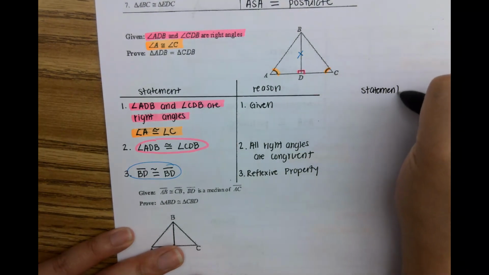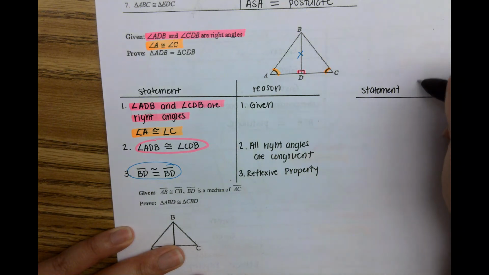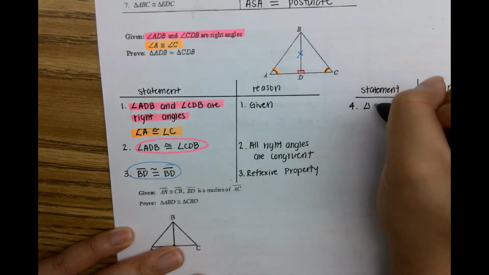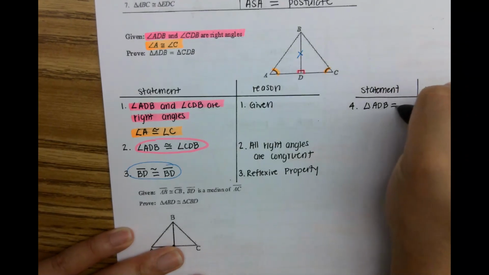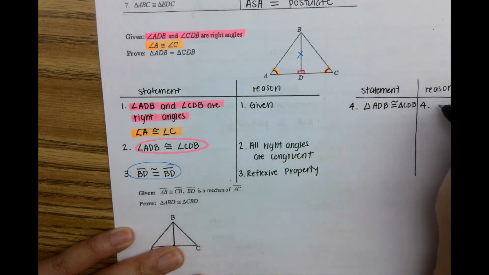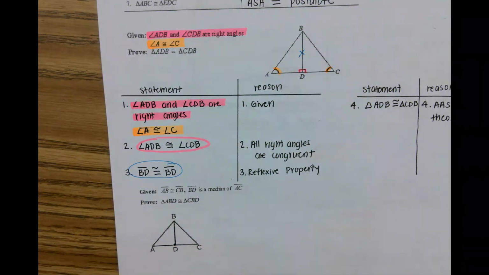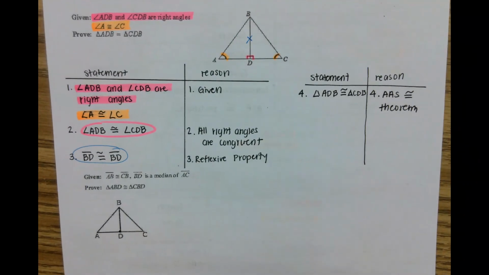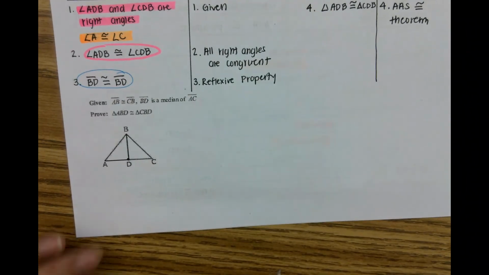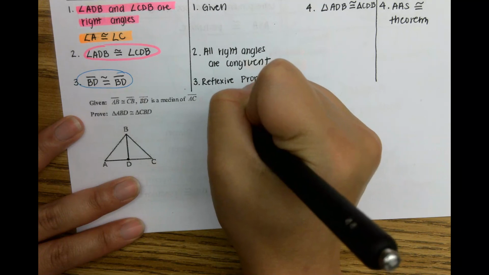So statement, reason. Step 4 then is proving that triangle ADB is congruent to triangle CDB. And the reason why is because of the angle, angle, side congruence theorem. There we go. We are on our last one here. So statement and reason.